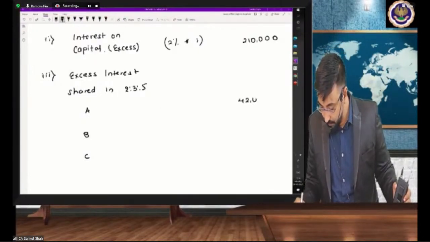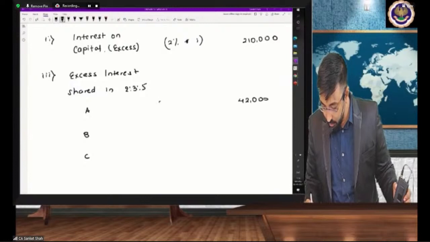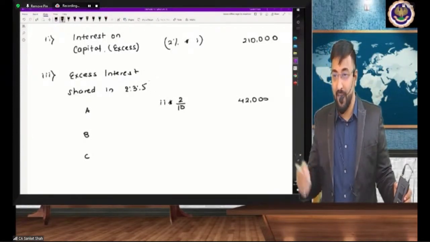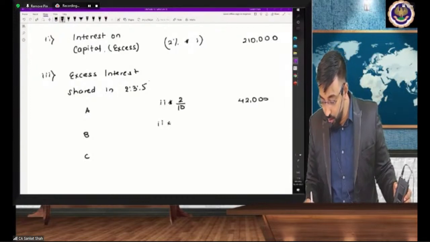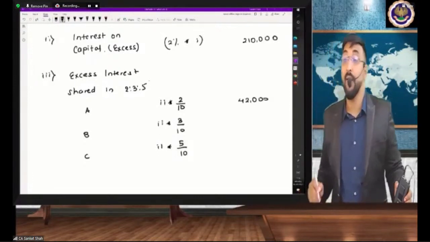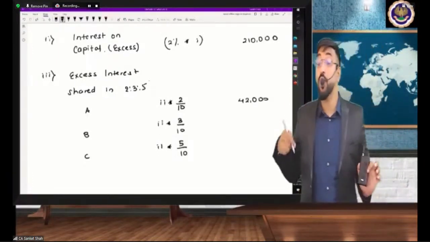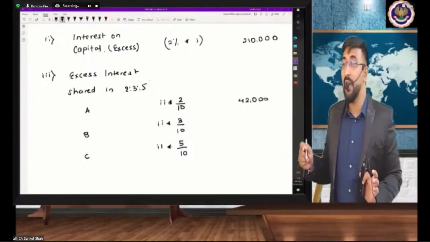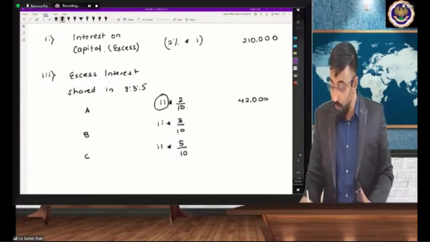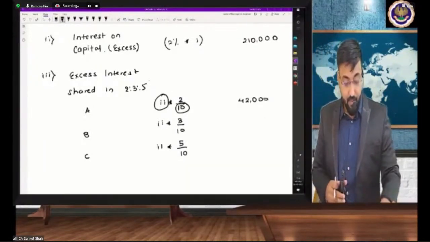42,000. So here it is 2,10,000, or Roman 2, multiplied by 2 divided by 10. Always take a total. I will give you a shortcut of Calci also. Roman 2 into 3 by 10 and Roman 2 into 5 by 10. Now remember, you can use a shortcut on Calci. Take on Calci 2,10,000. So this is Roman 2 divided by 10.